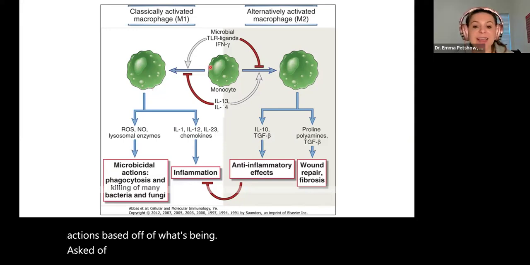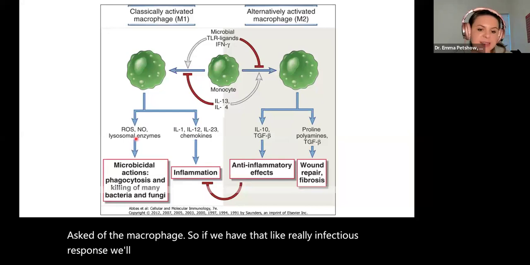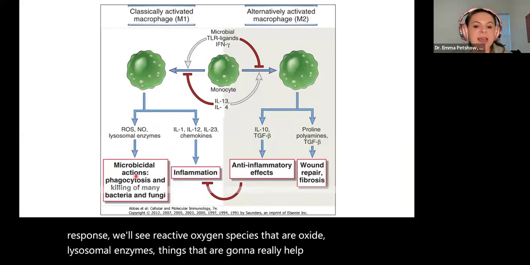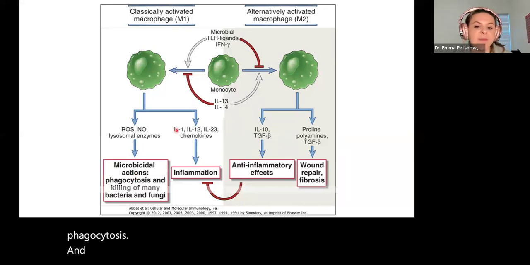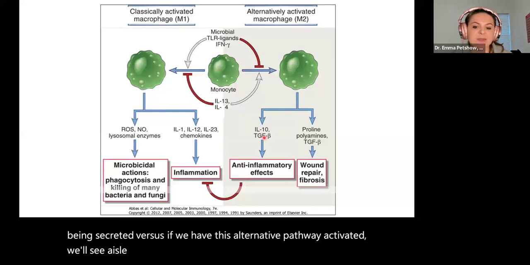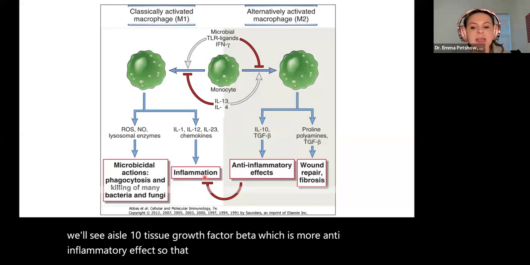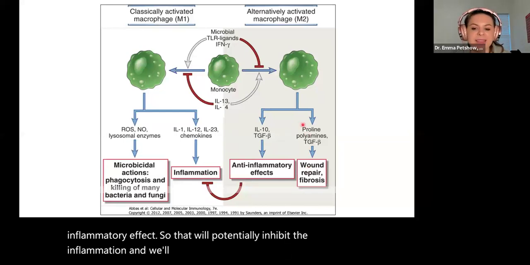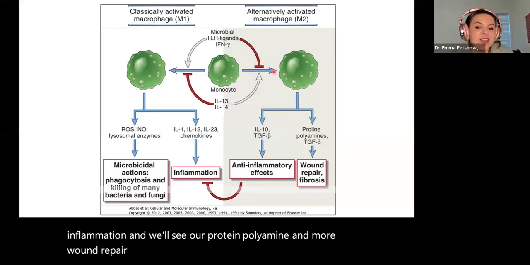So if we have that really infectious response, we'll see reactive oxygen species, nitric oxide, lysosomal enzymes, things that are going to really help with phagocytosis. And then we'll also see chemokines that are pro-inflammatory being secreted. Versus if we have this alternative pathway activated, we'll see IL-10 and transforming growth factor beta, which have more anti-inflammatory effects, so that will potentially inhibit the inflammation. And we'll see our proline polyamines and more wound repair and fibrosis, because macrophages can do both.